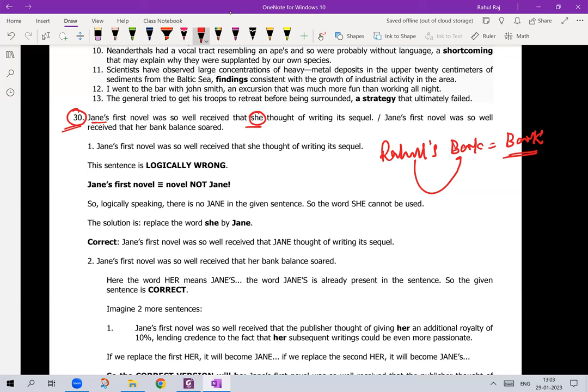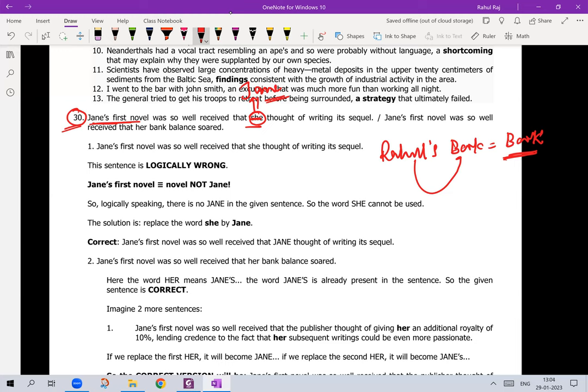When you say Jane's first novel was so well received that she thought of writing its sequel, what is she referring back to? Think about it. It is referring back to Jane. But there is no Jane in the sentence because Jane's first novel is technically equal to first novel. That's it. So there is no Jane mentioned in the sentence at all. So you have to replace the she with Jane. Until you write some name, you can't put a pronoun for the reference. You can't say he's a good guy, he's a hardworking guy. Who is he? You have to put some noun over there. So Jane's first novel was so well received that Jane thought of writing its sequel. Not she thought of writing its sequel. Why not she? Because there's no reference to she. What is she referring back to? Is this clear? Anyone, any doubt? Please tell. Harendra, Ulash, Abhishek.